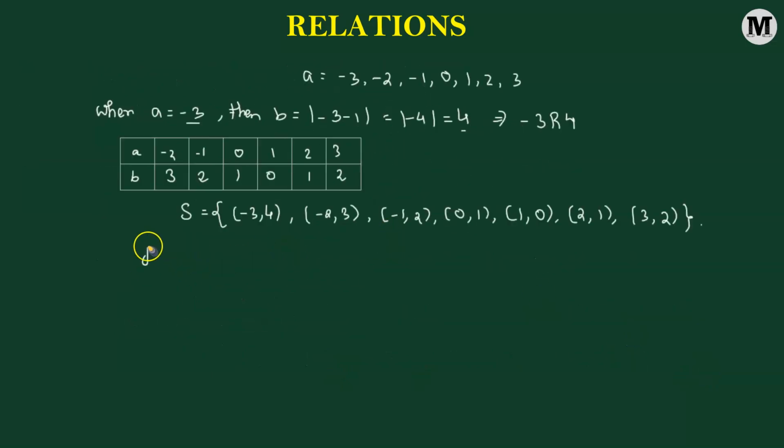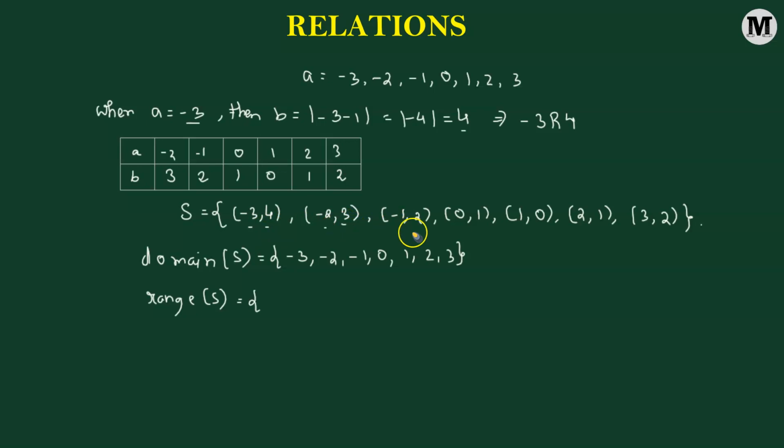Now that we have the relation S, we can define its domain as well as its range. The domain of the relation S is going to be the first element of each of the ordered pairs. So we have -3, -2, -1, 0, 1, 2 and +3. That's the domain. Let's also define its range. The range of the relation S is going to be the second element in each of the ordered pairs. So we have 4, 3, 2, 1, 0. 1 and 2 are repeating. So we have 0, 1, 2, 3 and 4. These are going to be the range of the relation S.